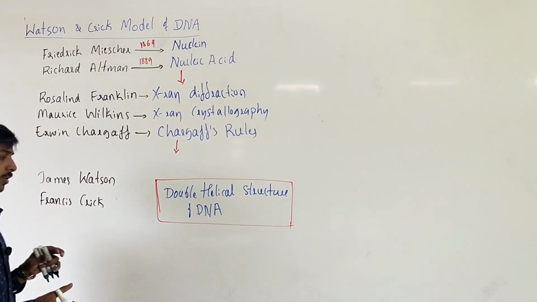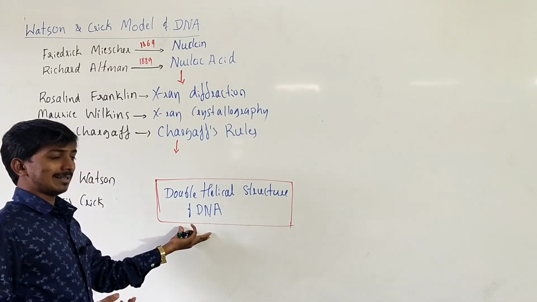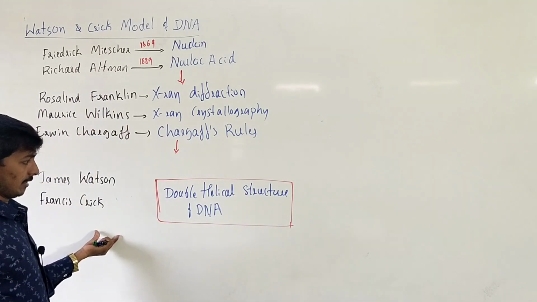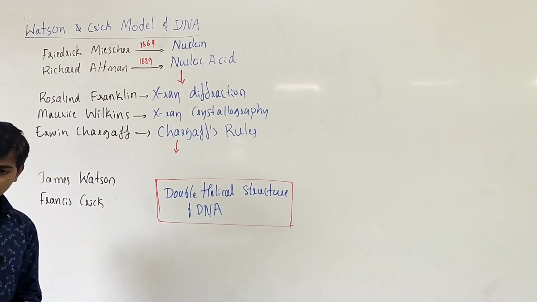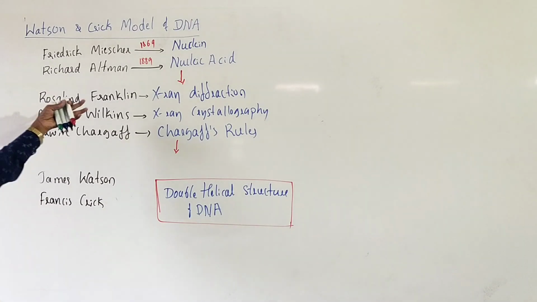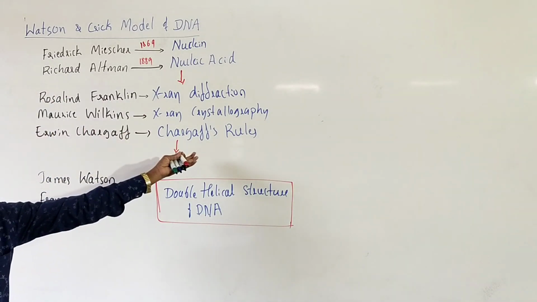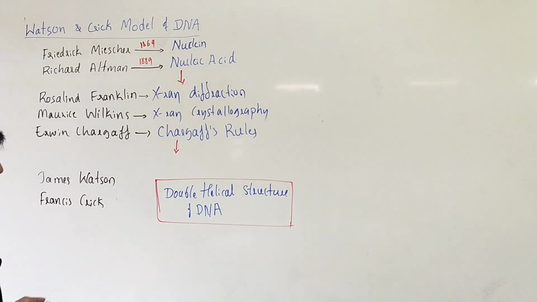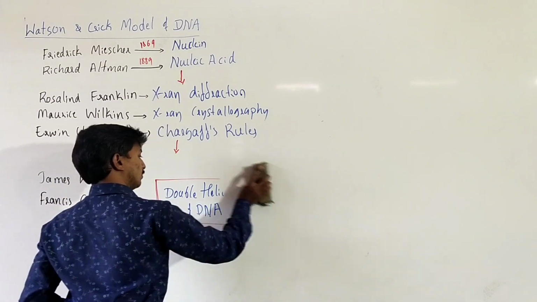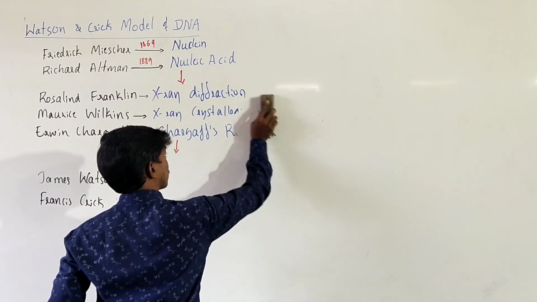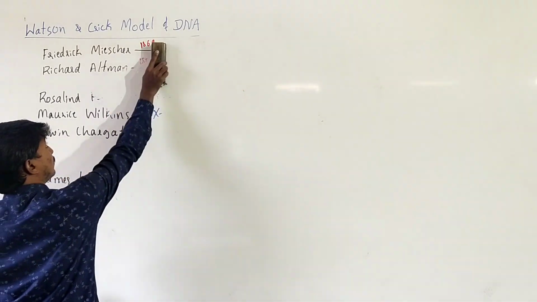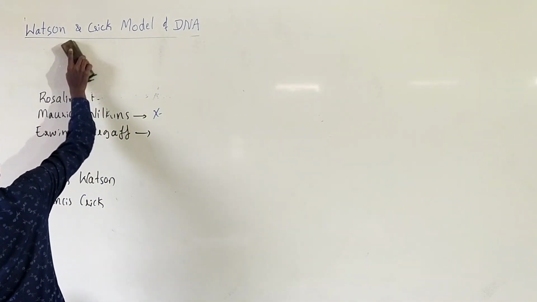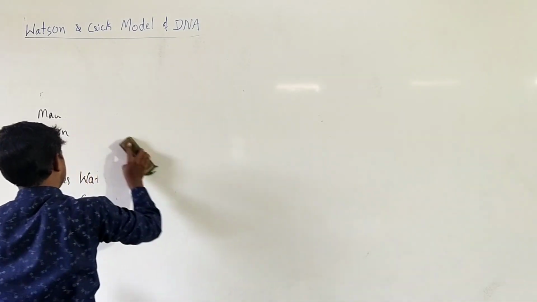Let's now go to the structure of the DNA proposed by Watson and Crick. The model is known as the double helical model. These scientists may help you in the NEET examination. What is the contribution of these scientists? You should know all this. Better make a list of this in your book. Alright, so we'll directly move on to the double helical structure of the DNA, or salient features of the Watson and Crick model of DNA.